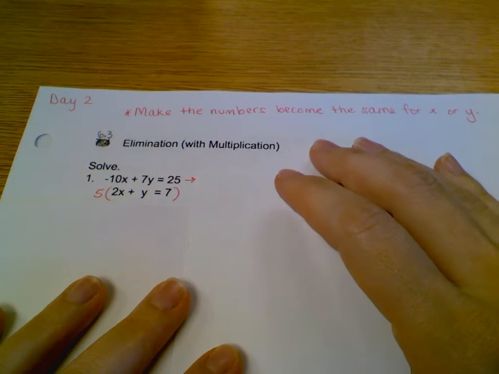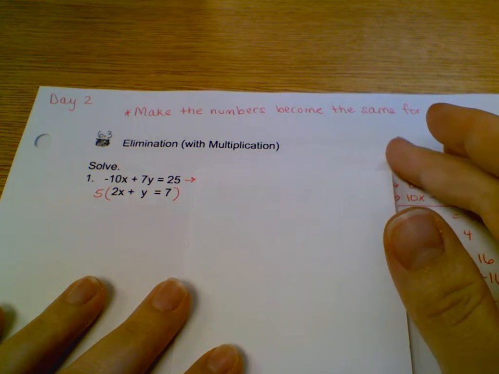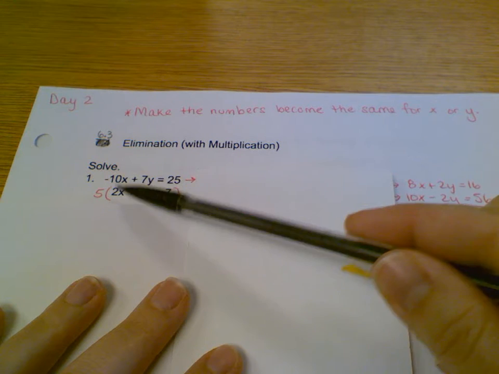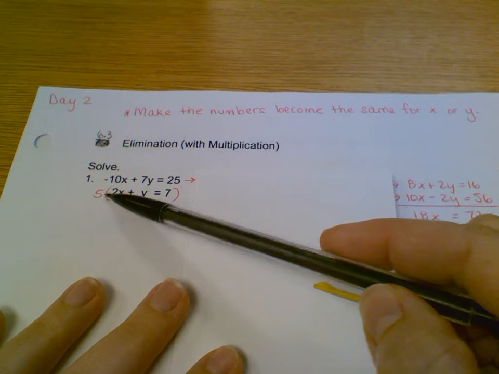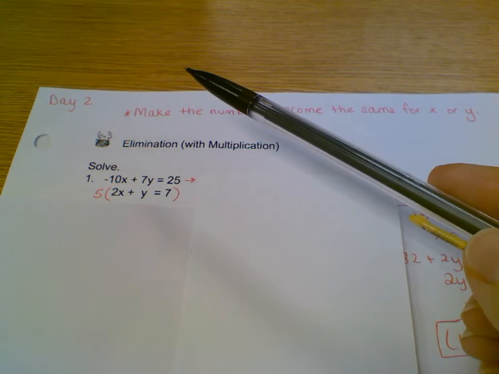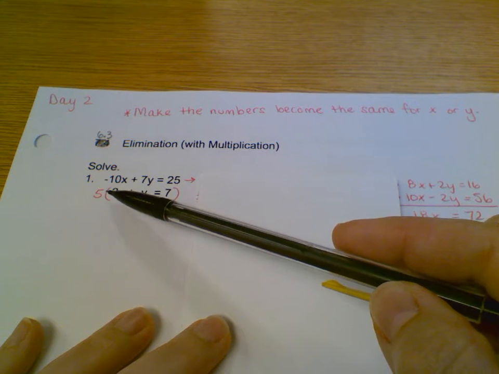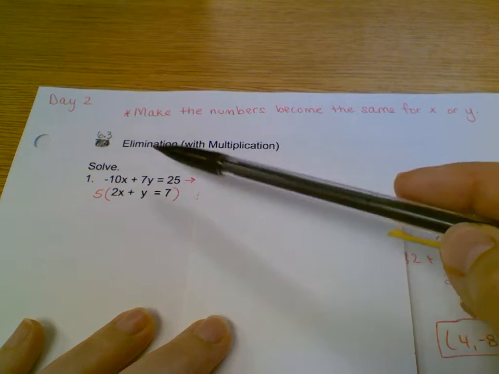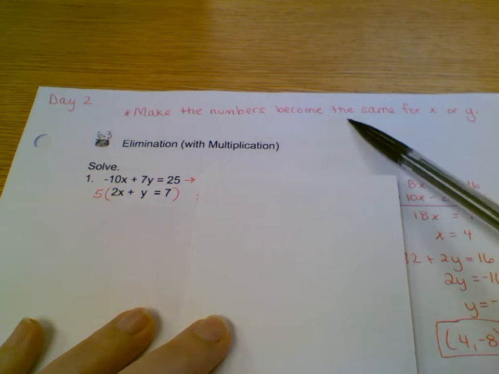Okay, the second part of section 6.3, still working with solving by elimination. But now, notice that if I were to add these numbers, they would not eliminate. And also, notice that if I multiply by -1, these still won't become the same number. So today you're going to be working with terms that don't have the same constants in front of them. So we're going to have to make those numbers become the same.